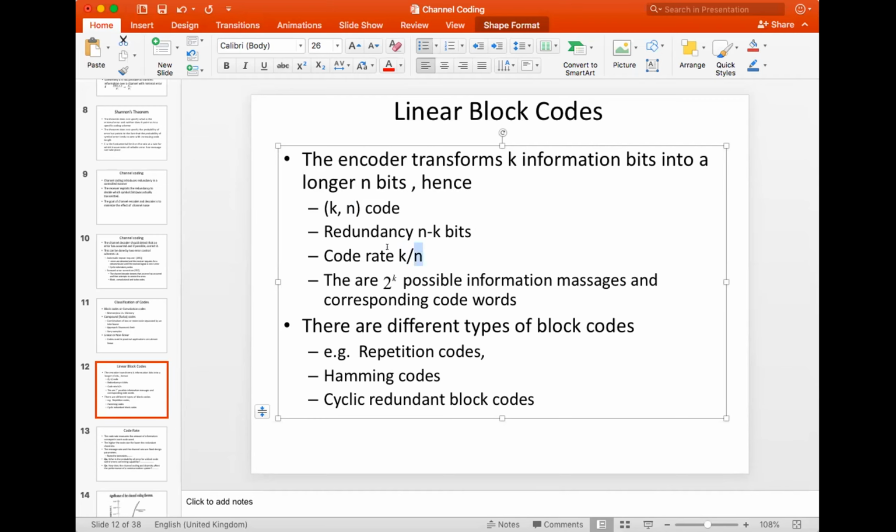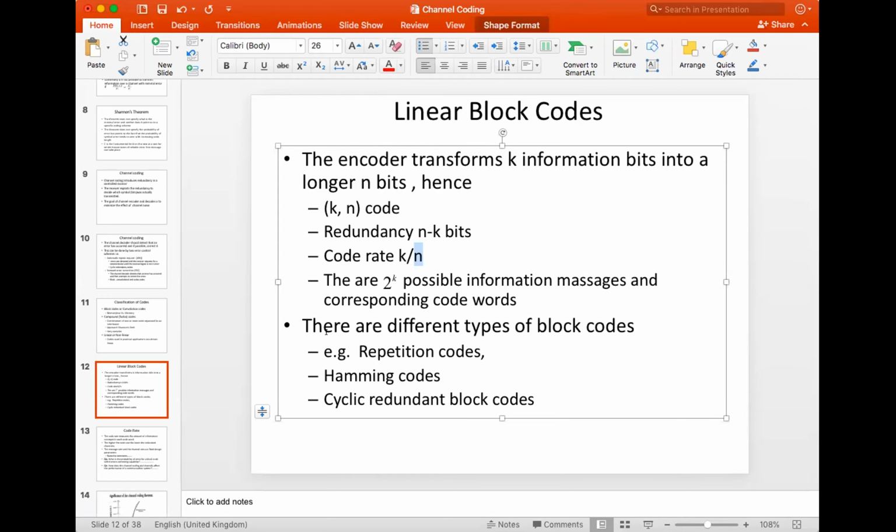So you can see now, from your source encoder you came with the rate of R_s, and now it is going to be reduced by k divided by n, before you even go to your channel. If you input k information bits, it means that you have 2^k possible information messages, each corresponding to a given code word. I want you to keep that in mind because we are going to look at a few examples shortly.